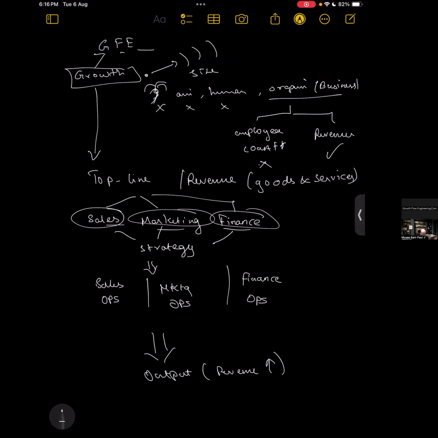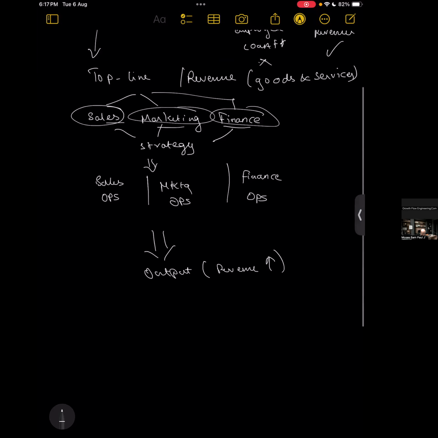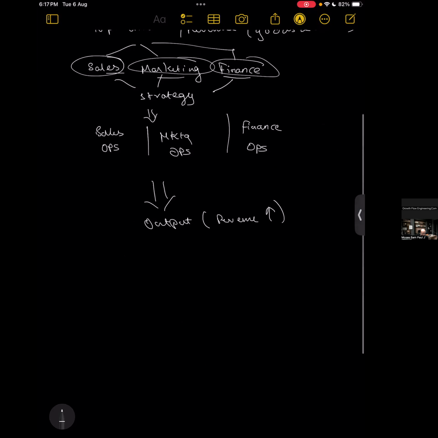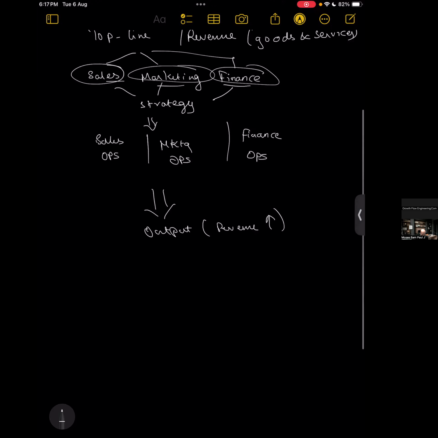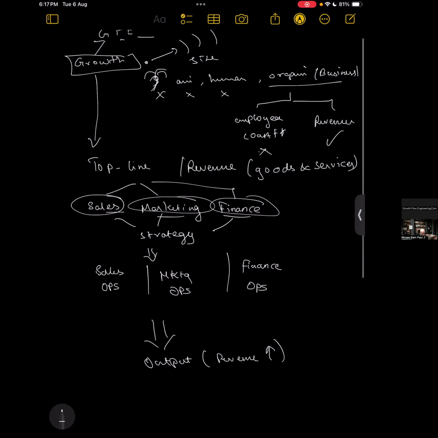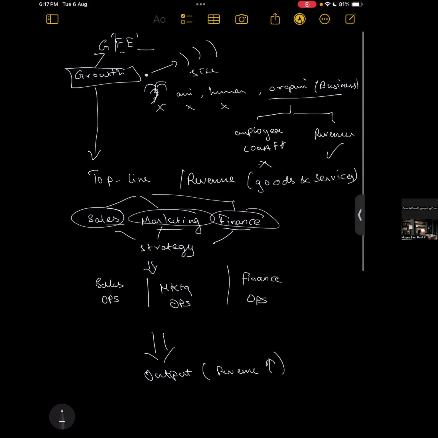It's talking about top line or revenue growth of an organization, which involves sales, marketing, and finance. There'll be strategy, which will cut across all these three things. All these strategies should convert into action, which will happen only through operations, and it will lead to an output. Now, the rate at which we execute these operations is where the next two things come in: flow engineering.